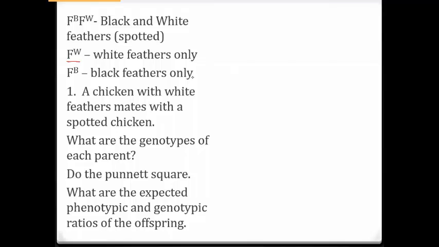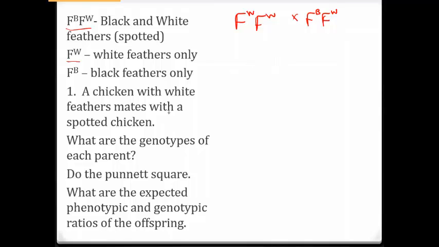Now, we have a chicken with all white feathers mating with a spotted chicken. Well, from our examples up here, we know that if a chicken has all white feathers, then they have to have nothing but the white alleles. So that's the only way they're going to have white feathers. Now, in order for them to be spotted, spotted has to have one of each. So black isn't dominant, white isn't dominant, but together they're both there. So we have some black and some white feathers, so that looks spotted. And normally they go in alphabetical order. That's why the B would come first, just alphabetized them.